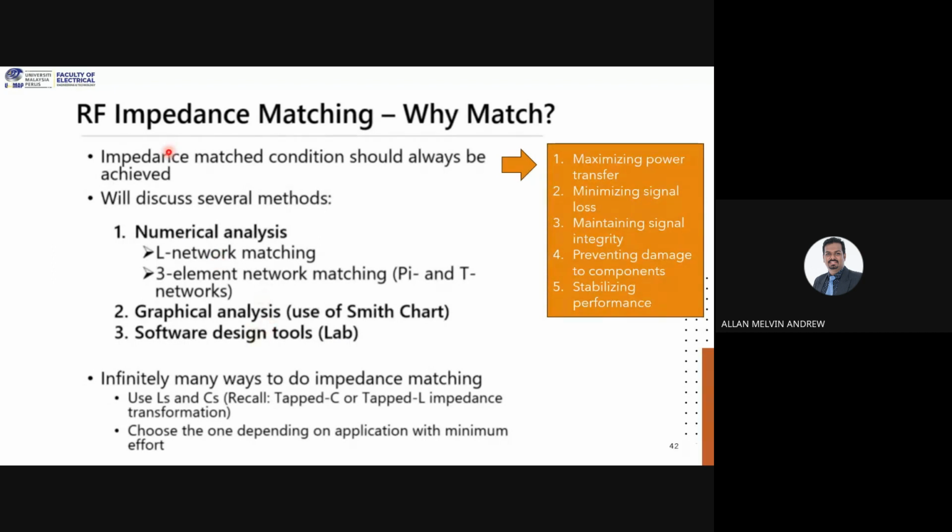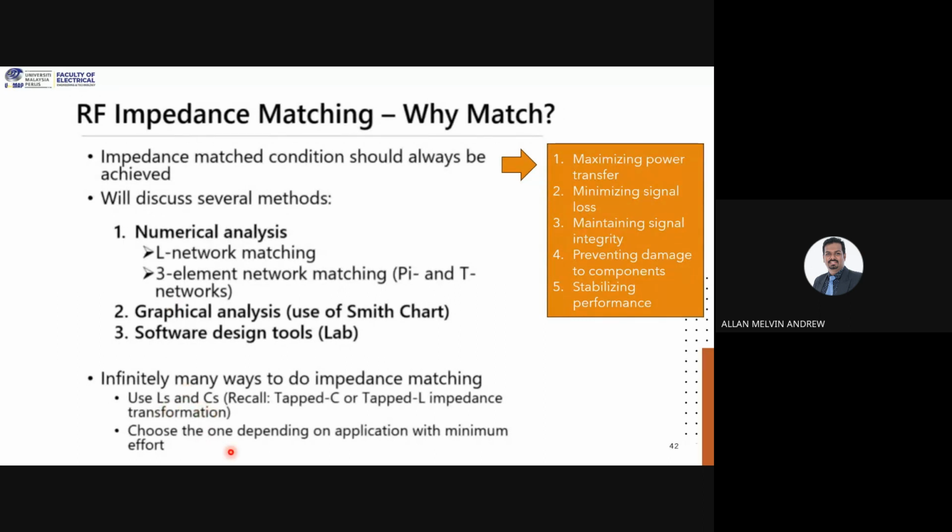But in our lecture, number 2 and number 3 we are not covering. We are not covering them in chapter 4. We are only covering the numerical analysis. There are infinitely many ways to do impedance matching. We can use L or C types, with all these different transformations, meaning the components are arranged in a different way to achieve these kinds of circuits.